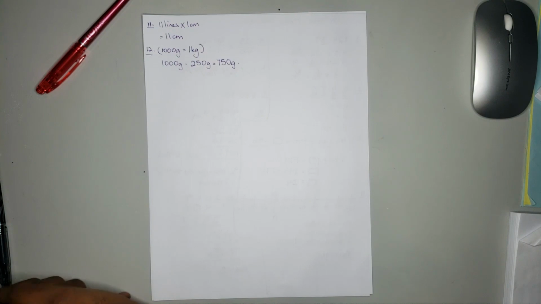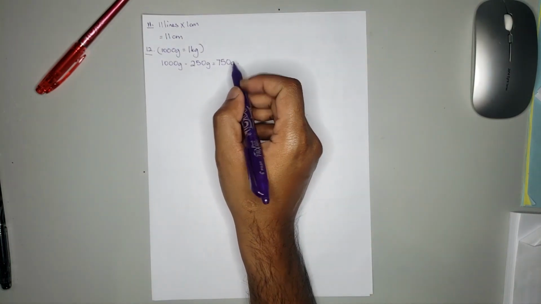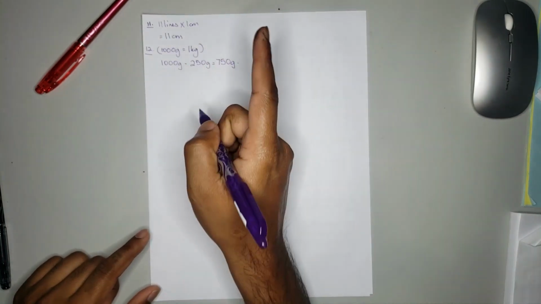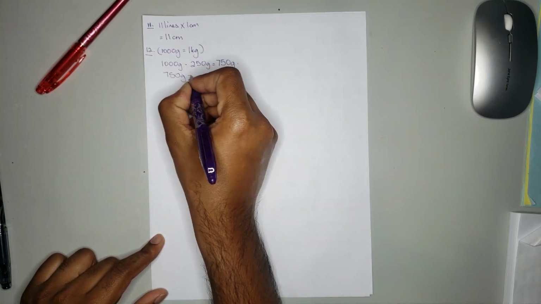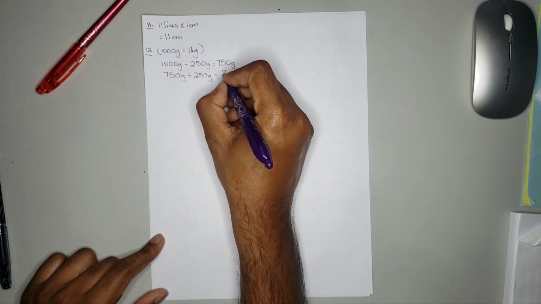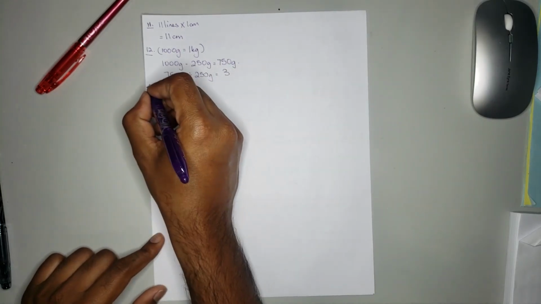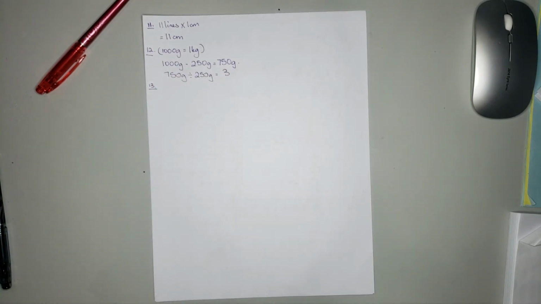But the question asks how many more 250 gram blocks. So we know in total they need 750 grams. Alright, but they wanted to find out now how many more blocks are needed. So you take 750 grams and divide it by 250 grams, and you will get 3. So the answer is 3 more blocks needed. Number 13.